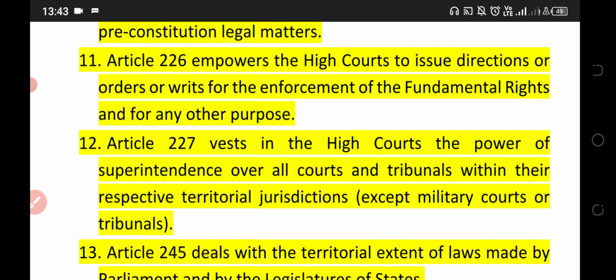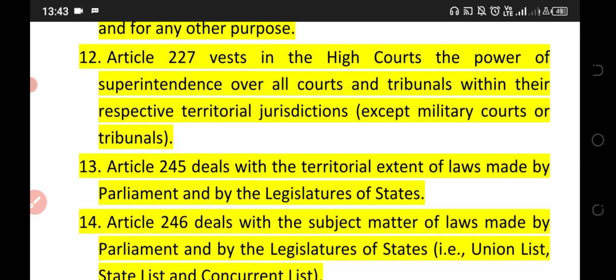Article 226 empowers the High Courts to issue directions or orders or writs for the enforcement of the fundamental rights and for any other purposes. Article 227 vests in the High Courts the power of superintendence over all courts and tribunals within their respective territorial jurisdiction, except military courts or tribunals.